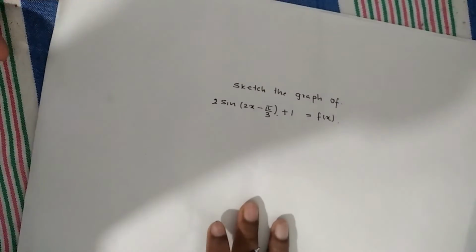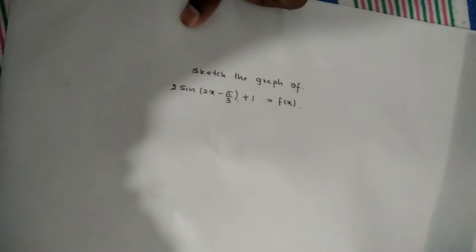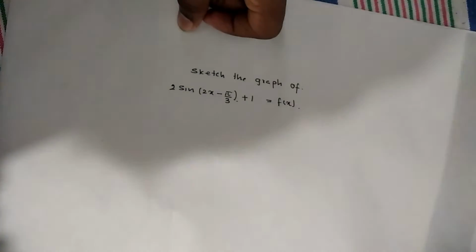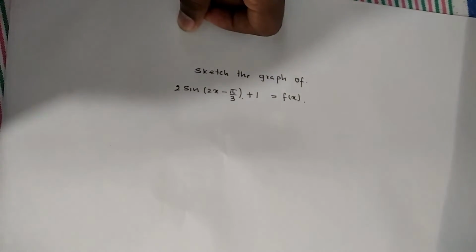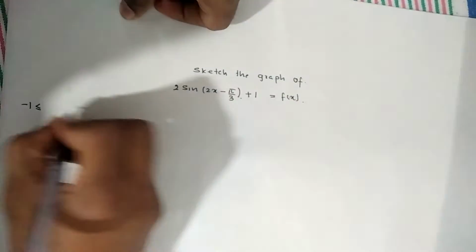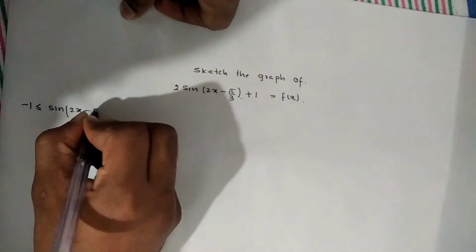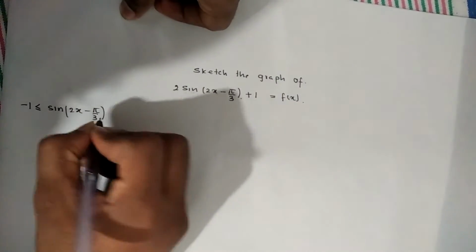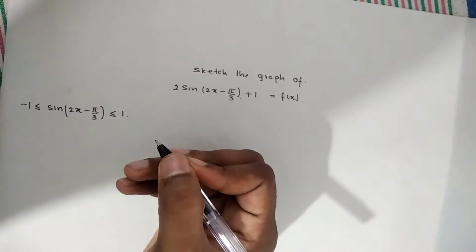So first of all, let us try to find the minimum and the maximum value of this function. So how do we find the maximum and the minimum value of the function? Now you know that the sine function, sine of anything, here you have sine(2x − π/3), is always between −1 and 1.